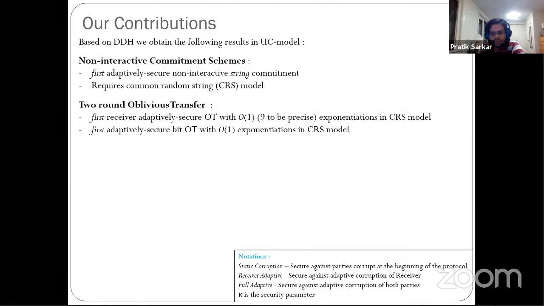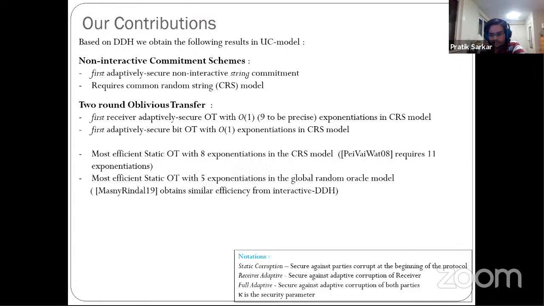In the CRS model, we consider an OT protocol where the receiver can get adaptively corrupted and the sender can get statically corrupted. Such an OT protocol is called receiver adaptively secure OT. We obtained the first receiver adaptively secure OT, which has a constant number of exponentiations. Next, we obtained the first adaptively secure bit OT with a constant number of exponentiations.